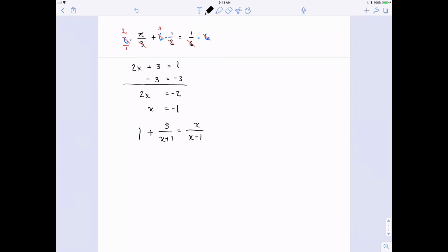Now notice that these are factored. The x plus 1 and the x minus 1 are already in factored form. There's no more work to do. In other words, I'm going to need an x plus 1 and an x minus 1 in my lowest common denominator. So we can say that the LCD is x plus 1, x minus 1.